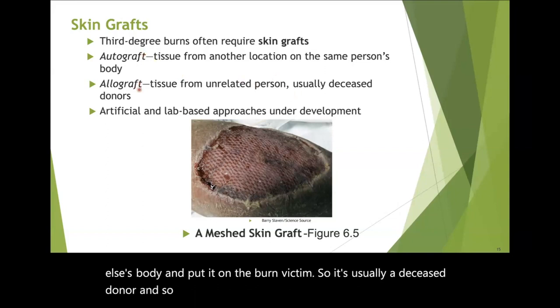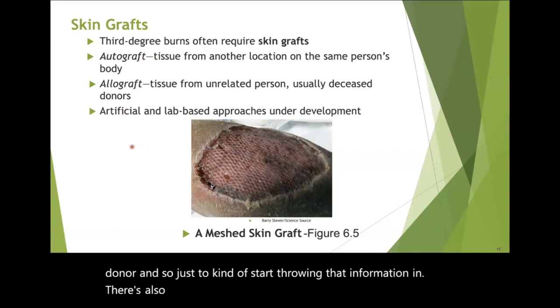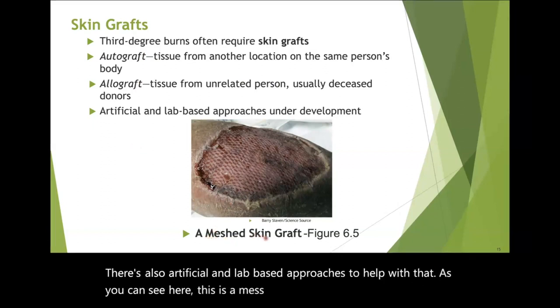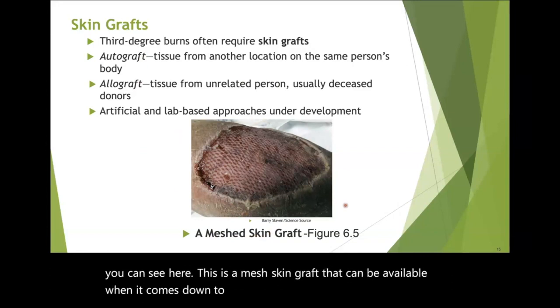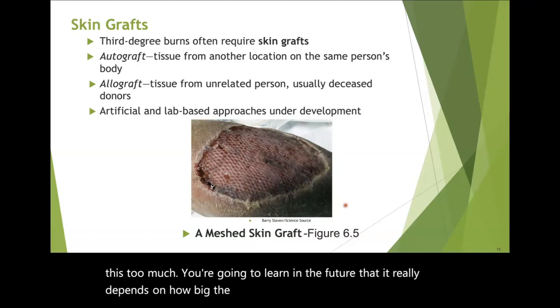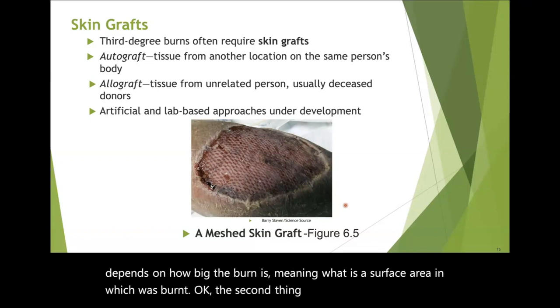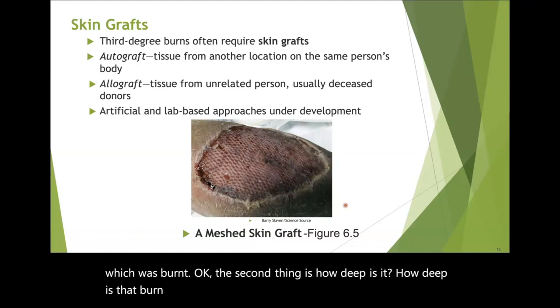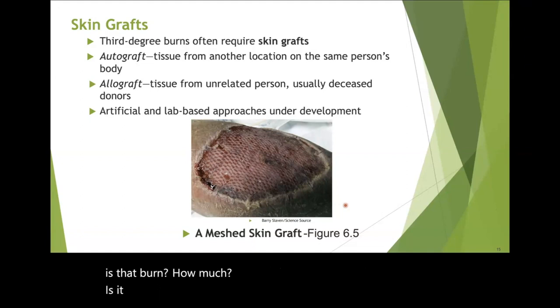And so just to kind of start throwing that information in, there's also artificial and lab-based approaches to help with that. As you can see here, this is a mesh skin graft that can be available when it comes down to skin grafting. We're not going to go into this too much. You're going to learn in the future that it really depends on how big the burn is, meaning what is the surface area which was burned, okay? The second thing is how deep is it? How deep is that burn? How much does it penetrate? And from there, the experts decide what's the best treatment.